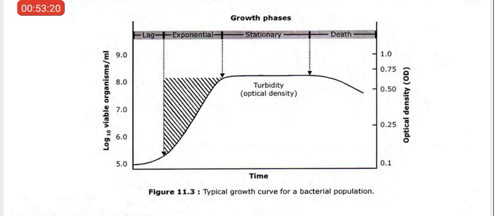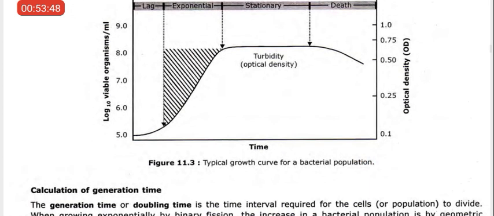Growth phase. Here we could see the x-axis represents time, the y-axis represents log 10 viable organisms per ml, and different phases are marked: lag phase, exponential phase, then a stationary phase, which shows turbidity, optical density, then death phase. Optical density is also shown.